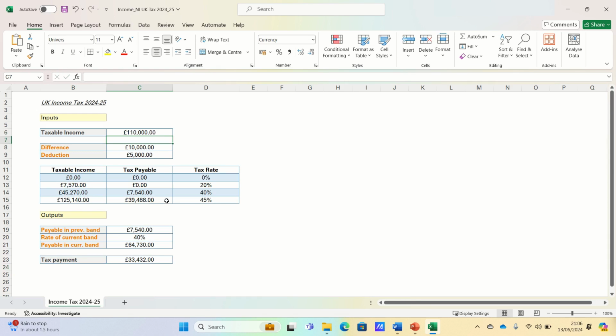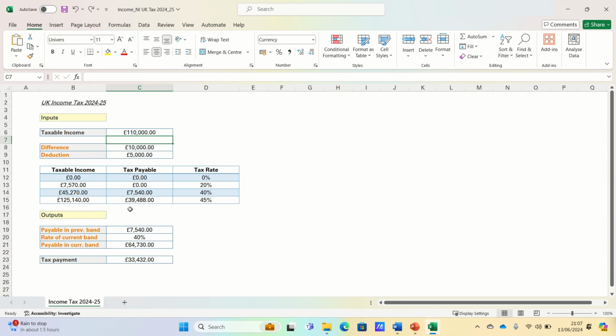The amount payable in the previous tax band is £7,540, which, as you can see, is correct. The rate of the current tax band is 40%, as our income is between these two boundaries. Finally, the amount payable in the current tax band is 64,730, which is indeed 110,000 minus 45,270 after adjusting for the allowance rule.